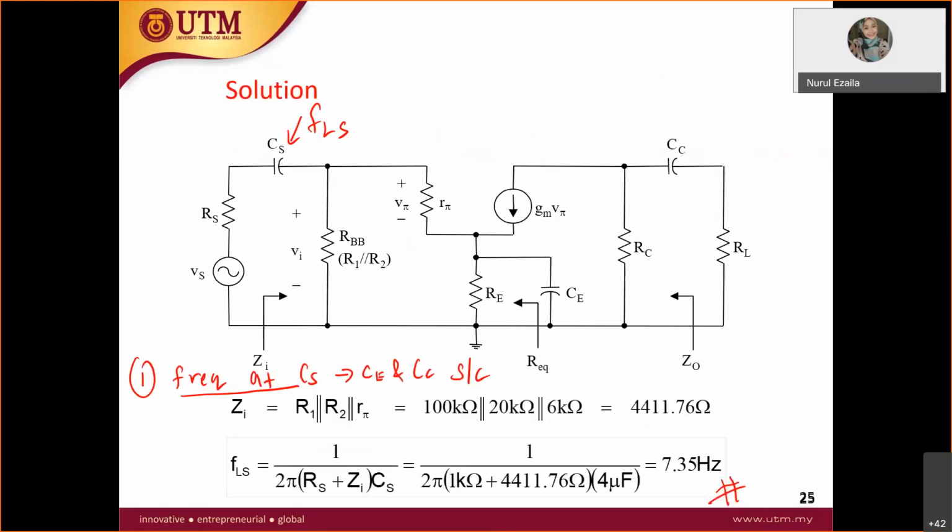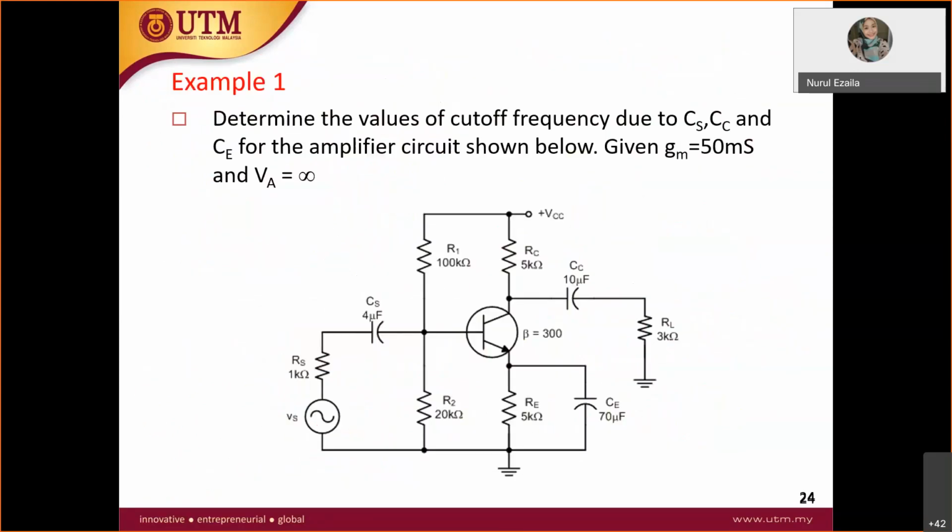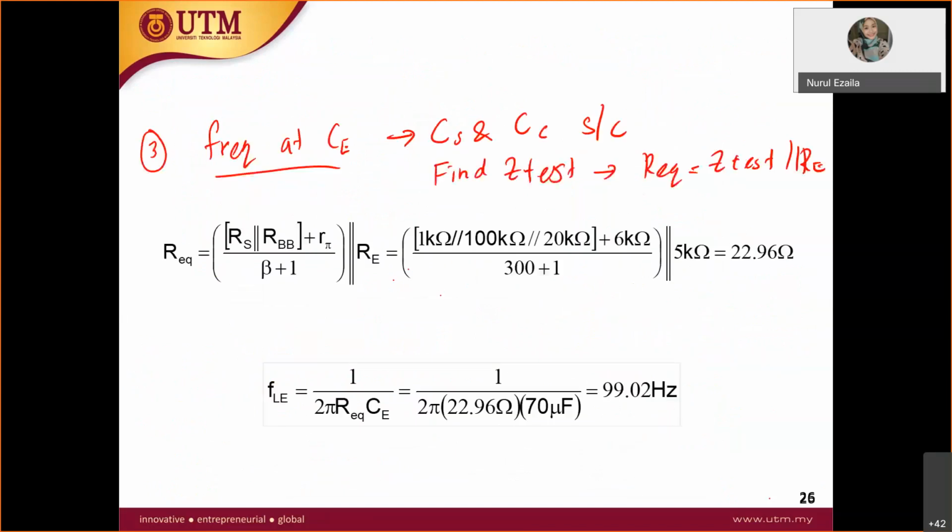So how you do it is like this, the same thing here. Z test equals R pi plus R1 parallel with R2 parallel with RS, over beta plus 1. As you can see here, we took the same value because it is the same circuit, same derivation. Parallel with RE, so you get R equivalent. So this is the portion for Z test.